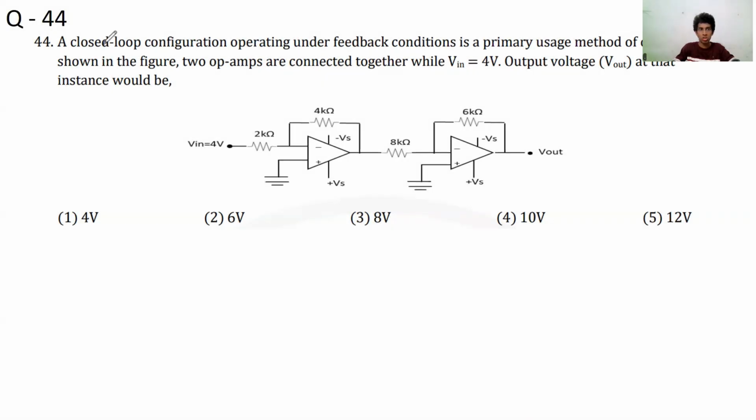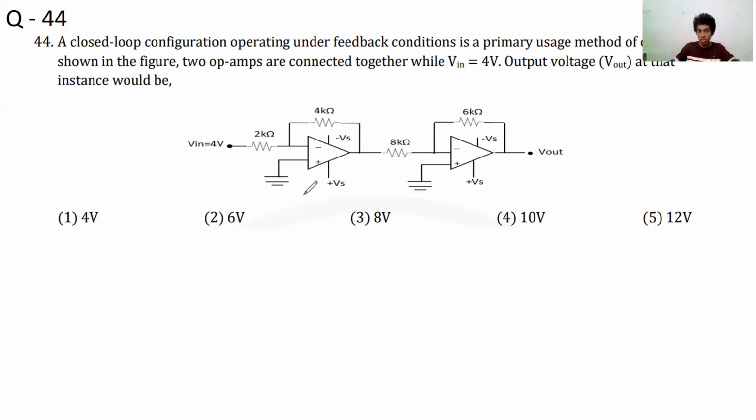Question number 44. A closed-loop configuration operating on the feedback conditions is a primary usage method of op-amp. As shown in the figure, two op-amps are connected together while Vin is equal to 4 volts. Output voltage Vout at that instance would be. So here, these are the two op-amps and the positive input is grounded in both the op-amps. They have given that the input voltage is 4 volts and we should find the output voltage. And here, both the op-amps are in the closed loop configuration.